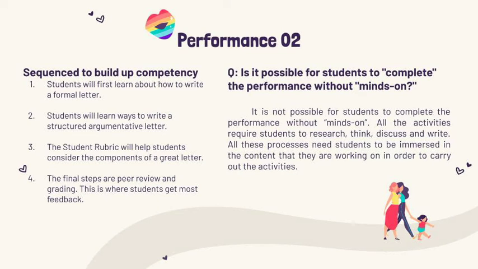Our next phase is sequence to build up competency. The 4-step performance activities help students build up their skills and understanding towards the understanding goals. During the planning stage, they will not be able to understand policies, procedures, and ways to write a letter to advocate for the LGBTQ+ community without performing thoughtful research.